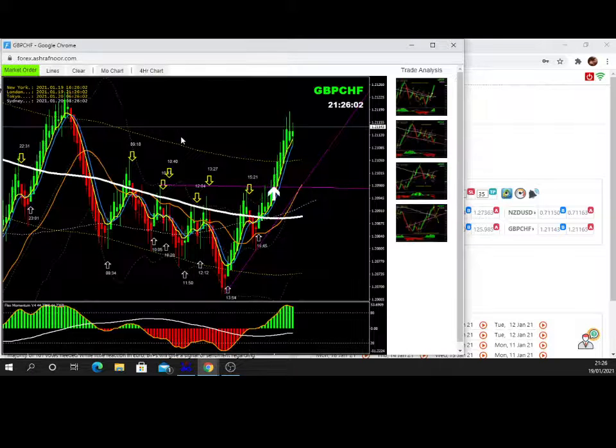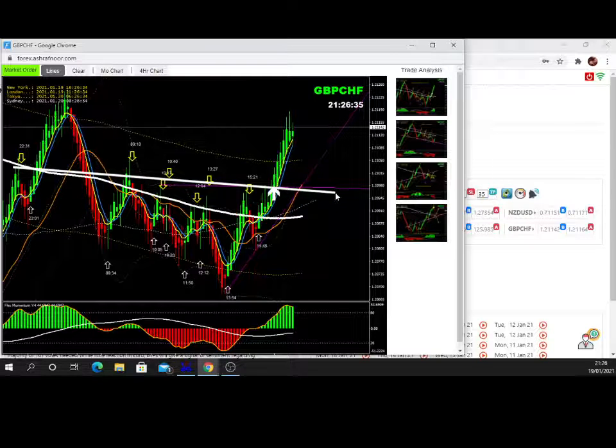Pound Franc. Pound Franc has, as we can see, quite literally just done a breakout, possibly. So you'd want to look at this level again. You can see lots of touches here. And even if you leave this here, you can see definitely here is the level.